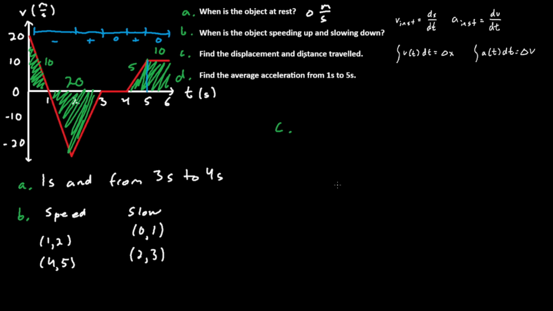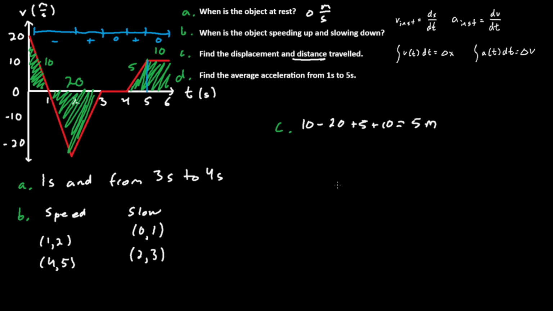So to find the displacement, the displacement treats the side below 0 as negative. So we have 10 here, minus 20, plus 5, and plus 10. And if you do all this, your displacement should be just 5 meters, as the unit is meters per second for velocity, and for time it's seconds.